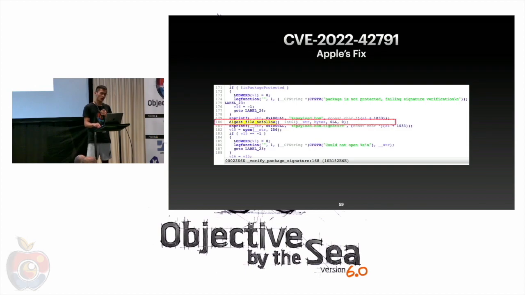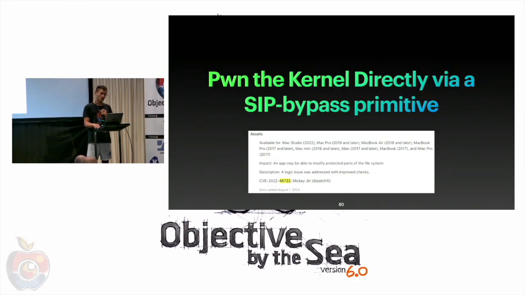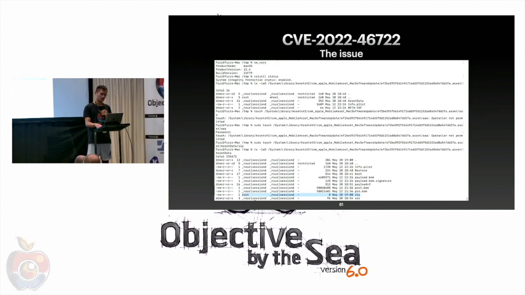At line 180, it calls the function digest file nofollow to calculate the SHA-1 value. Internally, it opens the payload bound file with the flag nofollow to block the symlink attack. Next, I'm going to introduce another SIP bypass vulnerability and try to exploit this issue to attack the kernel directly.